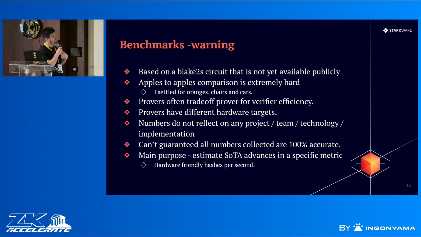We chose prover over verifier. Not every project does that. Everyone has different hardware targets, and comparing different hardware doesn't give a lot of information. The numbers don't reflect anything, obviously, so take it with a grain of salt. I can't guarantee everything; I collected these on my laptop and the product team's laptops, because they have Macs. And the main purpose here is just to get this final metric number: how many hardware-friendly hashes we can do per second.